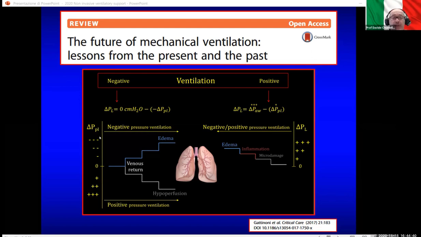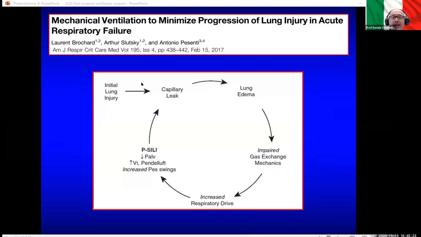But look here at what happens to the pleural pressure. If we apply positive pressure ventilation, we have an increase in the pleural pressure. On the contrary, if the patient is in spontaneous breathing, the pleural pressure is negative, and the higher the decrease in the pleural pressure, the higher the damage that can occur in the lung, regarding the possible increase in lung edema.